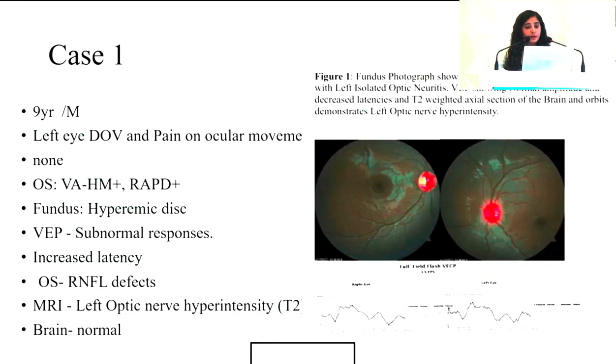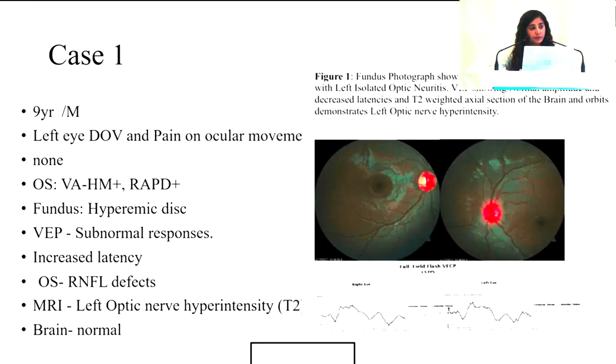We have six representative cases. In the first case that presented to us, we can note that there was a diminution of vision in the left eye with pain on ocular movements. The visual acuity was hand movements with presence of RAPD. Disc photo revealed a hyperemic left disc with subnormal VEP responses.